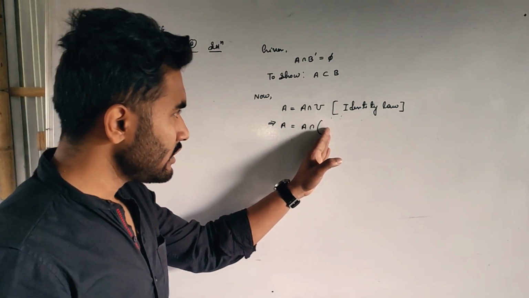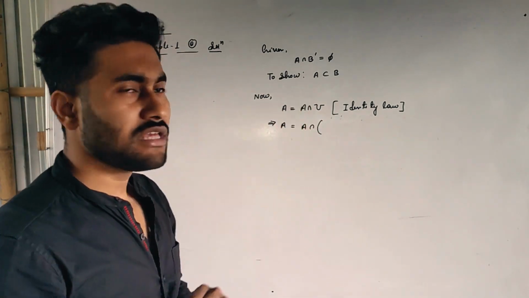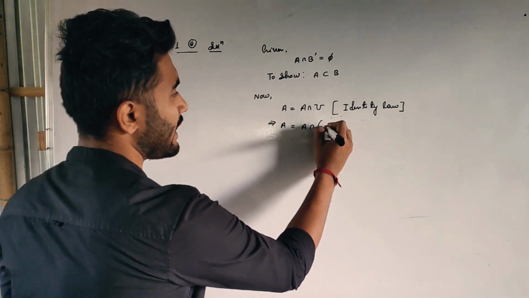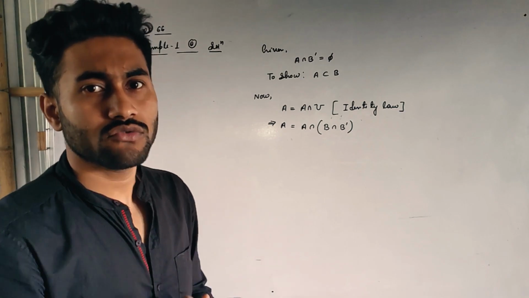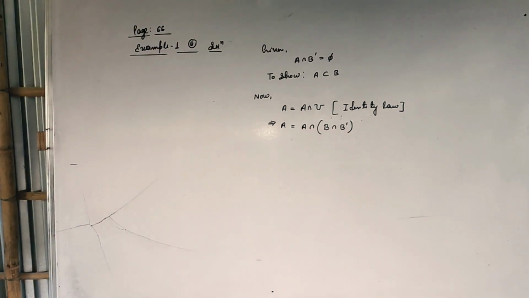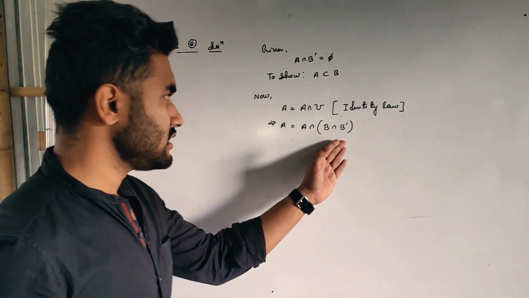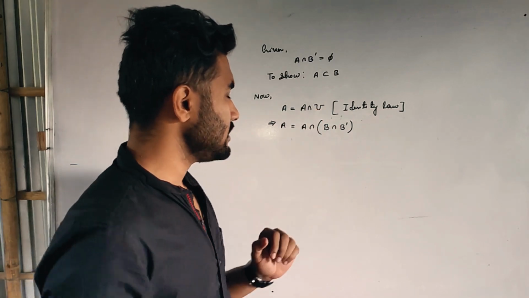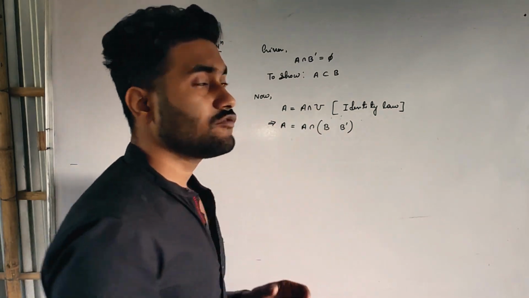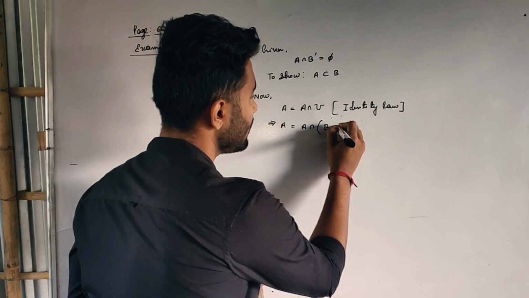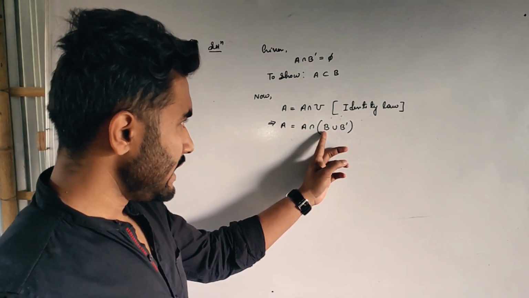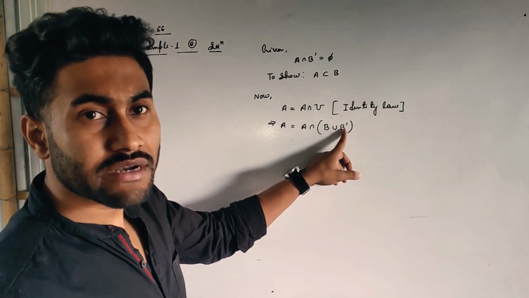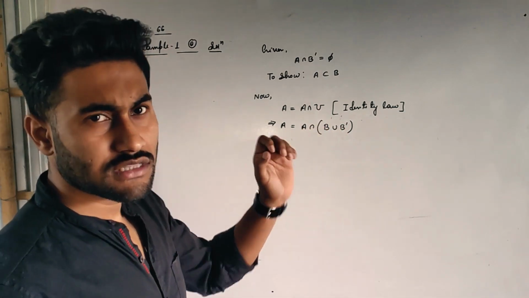So with the help of B complement, how can you bring the universal set? Can I write B intersection B complement? No, because we know B intersection B complement is the empty set, but here we need the universal set. So what do we have to use then? We have to use union this time, because we know a set union with its complement set is always what? Universal set. This is complement law.